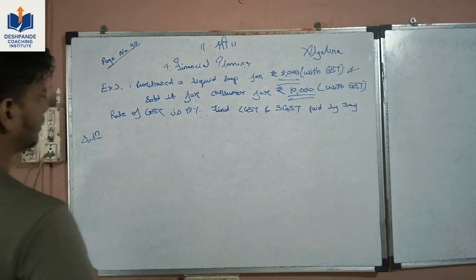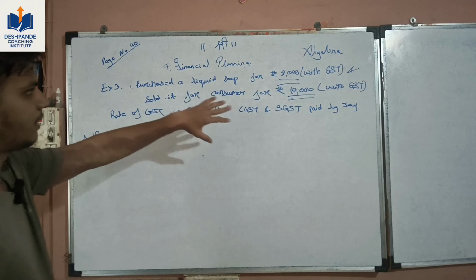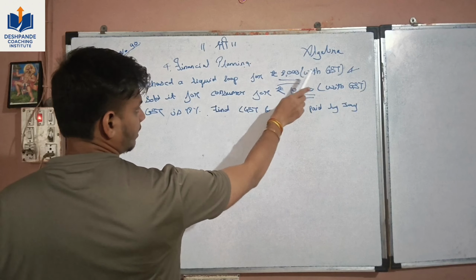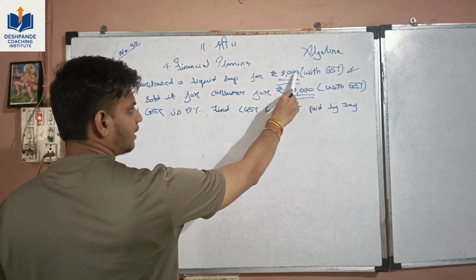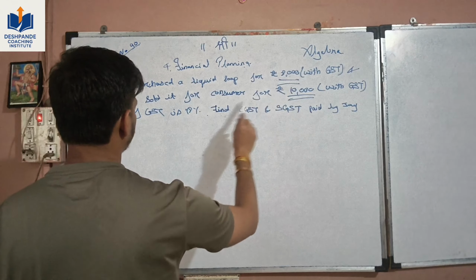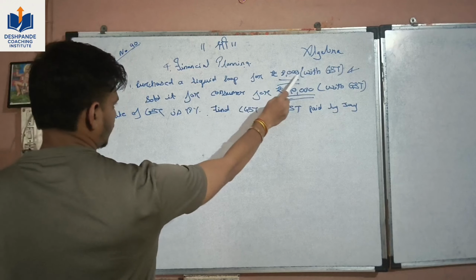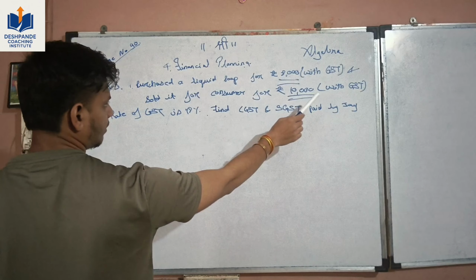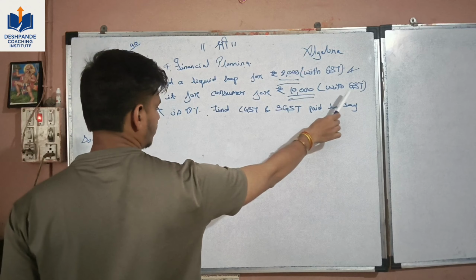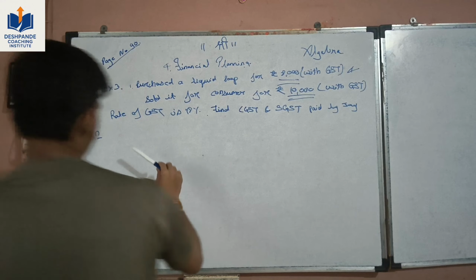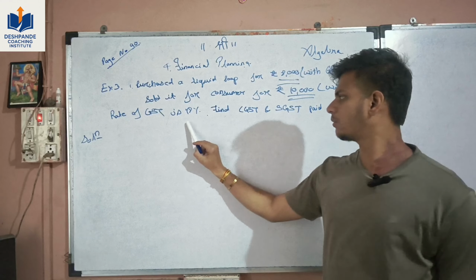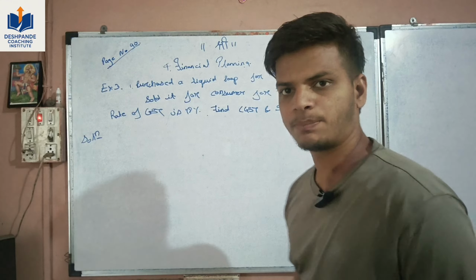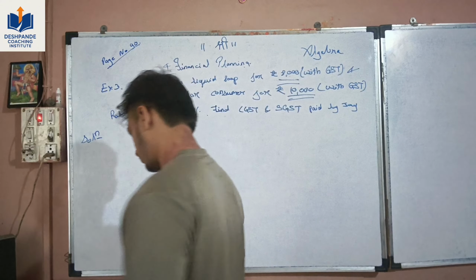So first we will check. She purchased a liquid soap for rupees 8,000, which includes GST. The GST value is included in the 8,000. She sold to the consumer for rupees 10,000, and this value includes GST. The rate of GST is 18%. So we have to find the CGST and SGST paid by J Chemicals.